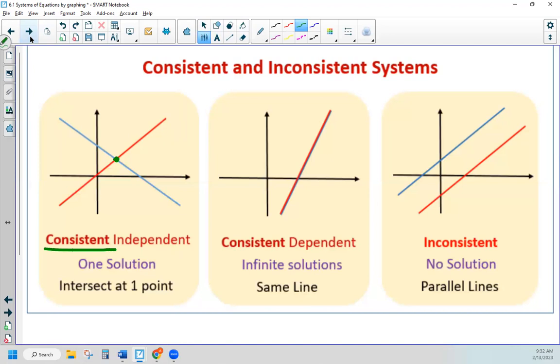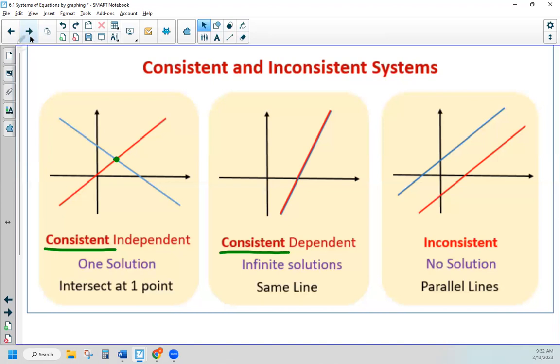Look at the difference between what makes something consistent and inconsistent. This one is consistent. Don't worry about the word independent or dependent. This one is also consistent. Why do you think the first two on the left side are consistent while the one on the right side is inconsistent? Think about that for a second. See if you can generate some sort of idea on that. Okay, so the idea is that if we have a point or points that these two lines share, we have a consistent system.